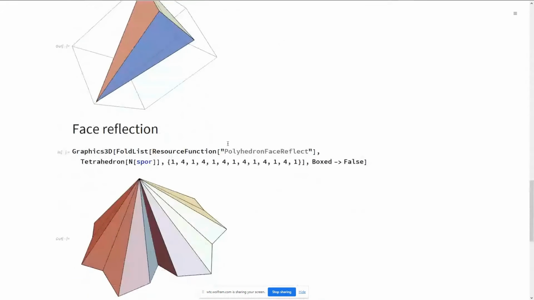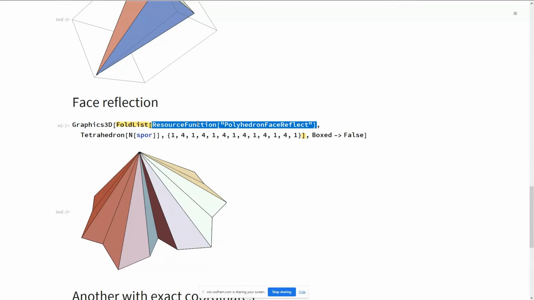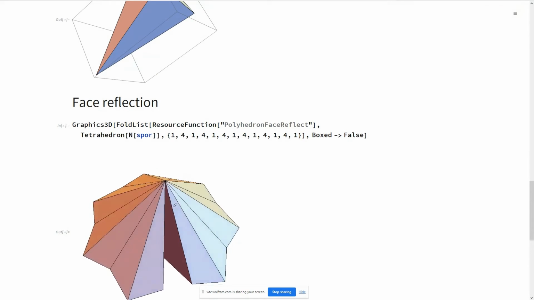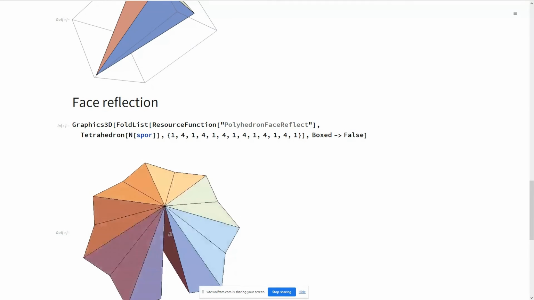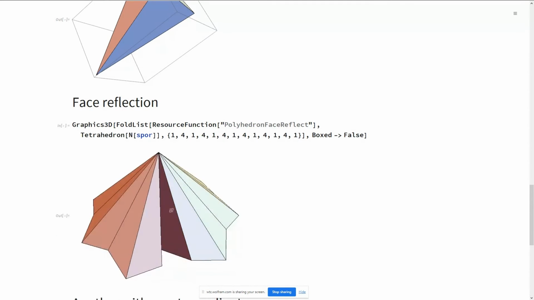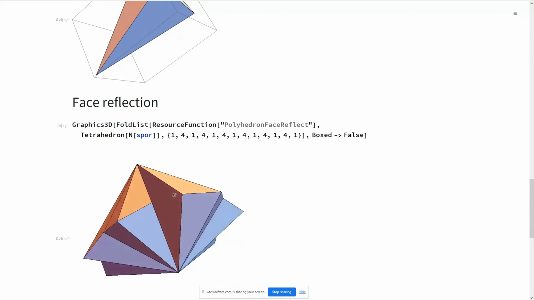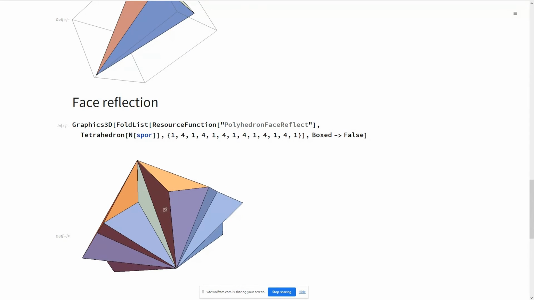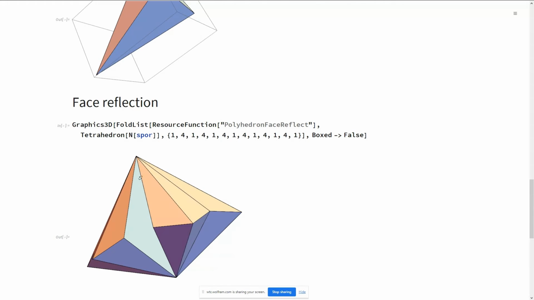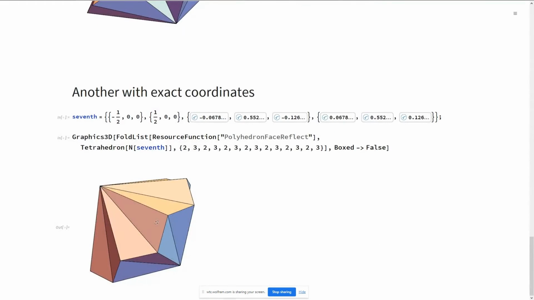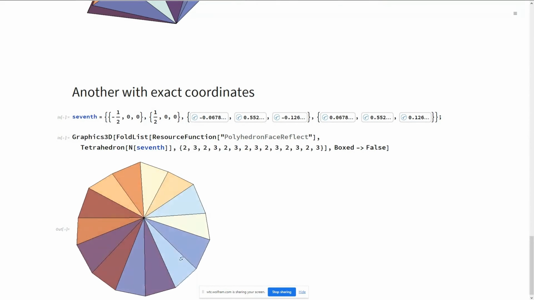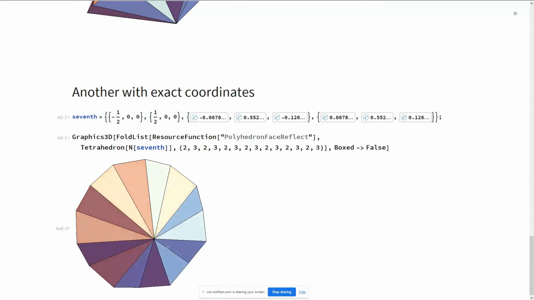So we can do face reflections with the polyhedron face reflect function, and we could just do those in series. So here's 14 of these in a circle around one of the edges. And this last wedge would fill it up, but since it's an odd number, the faces don't match up. Here's another one where you need 14, and they do match up precisely.